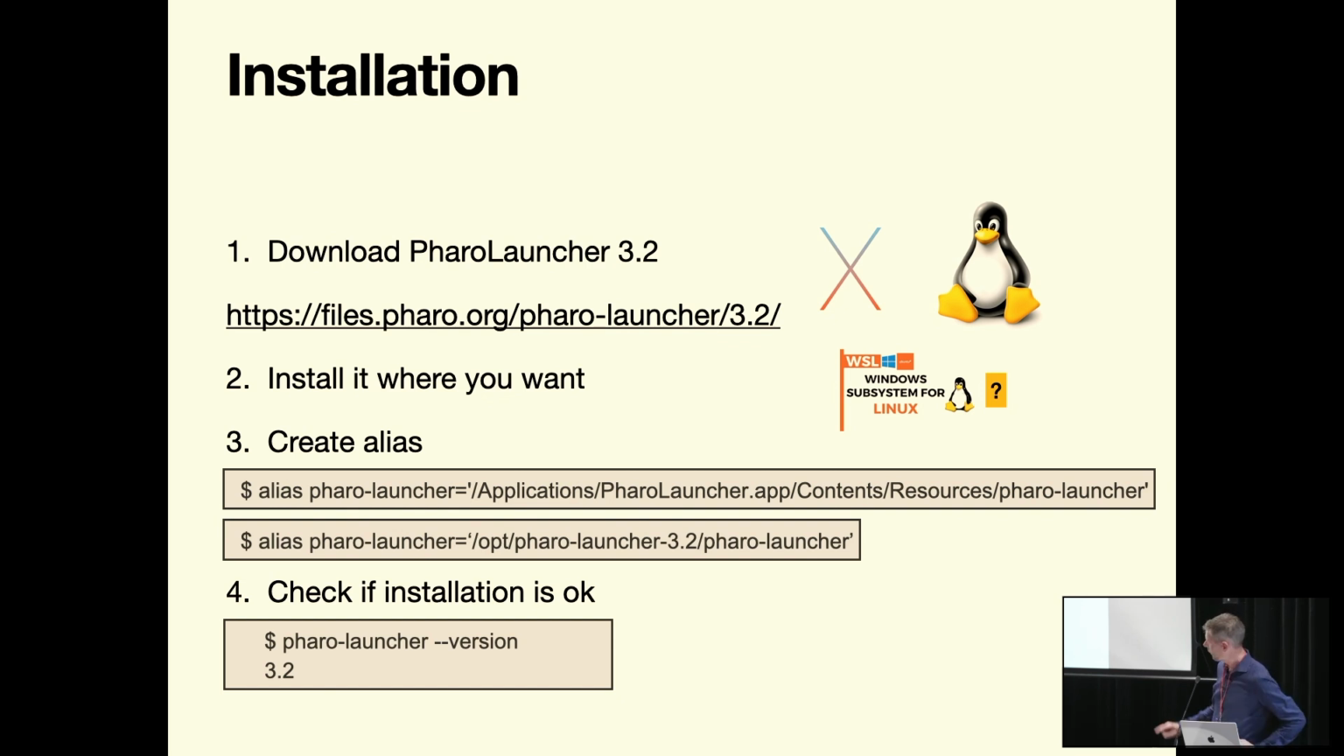For example, the first line defines an alias for Faro Launcher on macOS, and the second line is for Linux. Something I did not say: the Faro Launcher command line works on macOS and on Linux. It's not intended to be used on Windows. I have not tested it on Windows, but I suppose it also works with the Linux subsystem on Windows. It should work. And there is no plan to have it working in PowerShell or whatever.